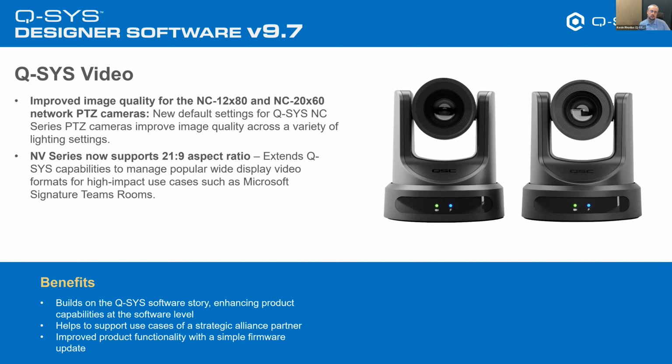Just like in the past couple versions, we're continuing to improve the image quality on the 12x80 and 20x60 PTZs. So there are some new default settings. If you have one in an existing design, you simply go in and reset your camera settings and it will apply the new settings. We have also, it's not on the screen, but we've improved the quality of the stream coming off an IO USB bridge, so that that is a USB 2.0 MJPEG stream that's got a higher quality stream coming out of it now.